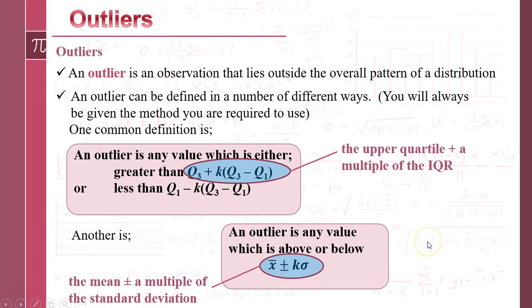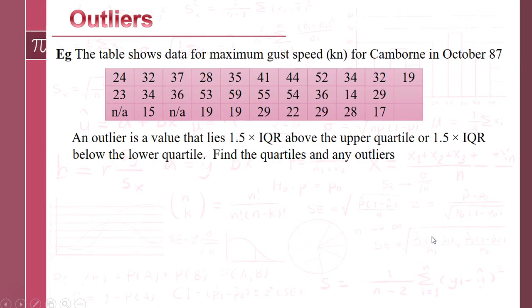Right, that's enough chat. These things always make a lot more sense when you actually see what's going on, so let's have a look at an example. I've taken some data from the large data set on weather data: Camborne weather data 1987, maximum gust speeds. We're given a definition: an outlier is a value that lies 1.5 times the IQR above the upper quartile, or 1.5 times the IQR below the lower quartile. First we're going to figure out where the quartiles are, and then from there work out where our outliers are going to be.